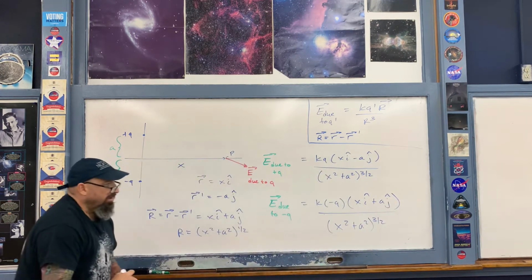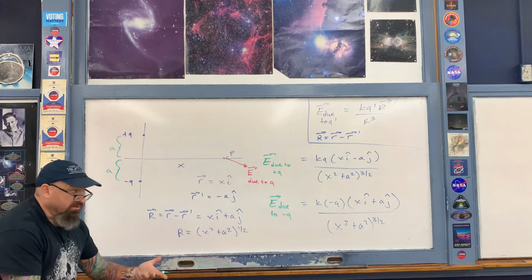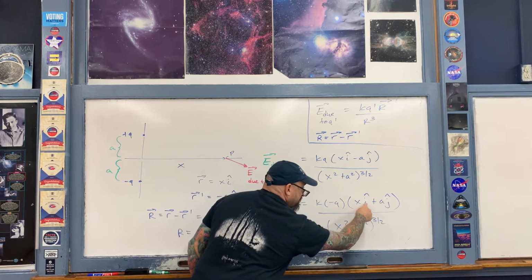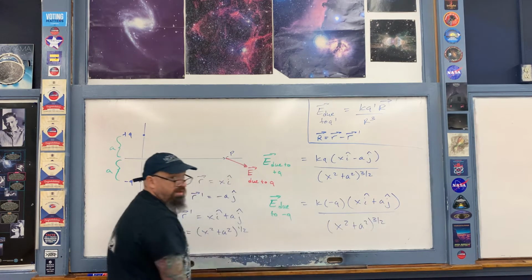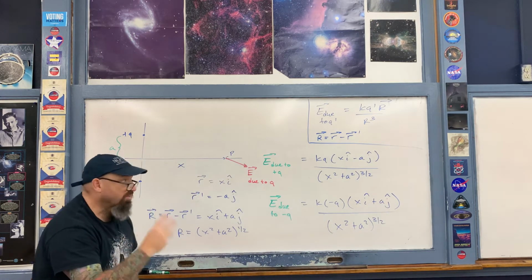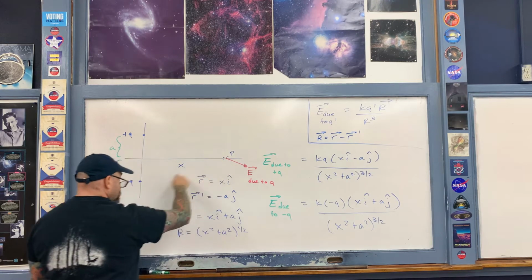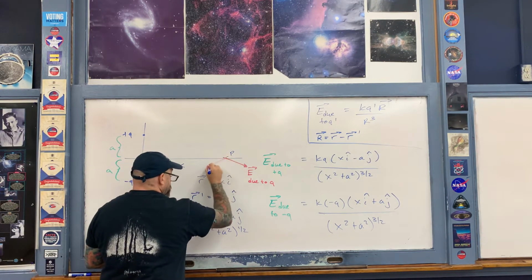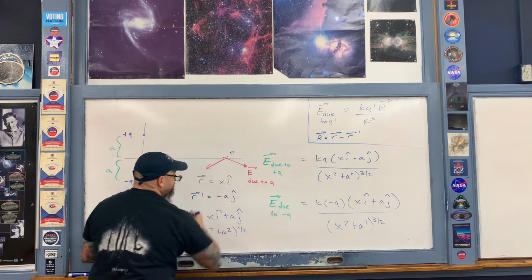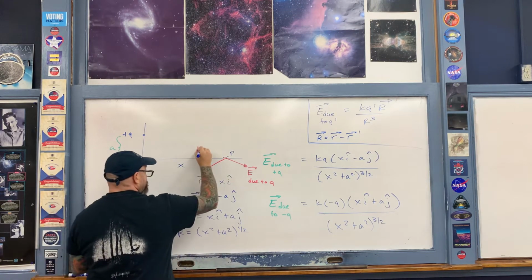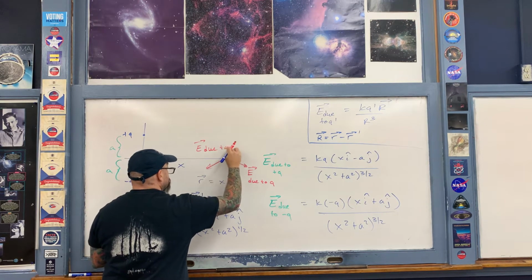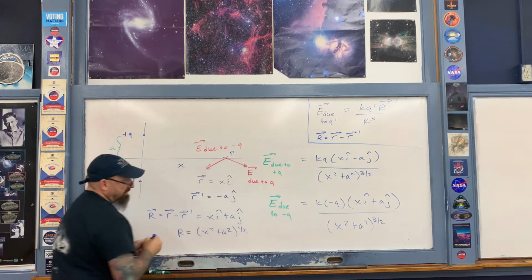Like so. Okay, now let's see what that vector looks like. Negative sign, negative x component, negative y component. That means it's a third quadrant vector. It points like so back towards the negative q. So right here, like so, that's kind of a lousy marker. This right here is E due to negative q, like so.